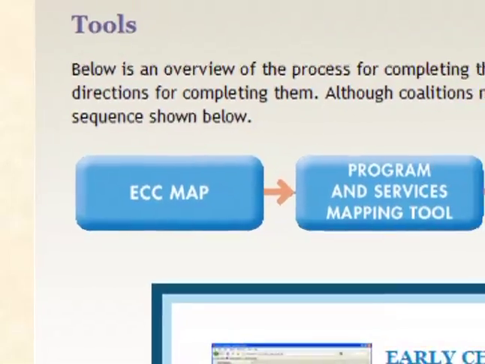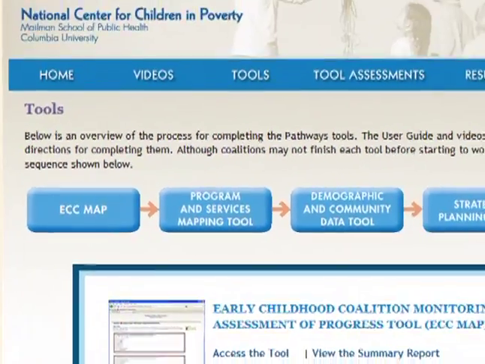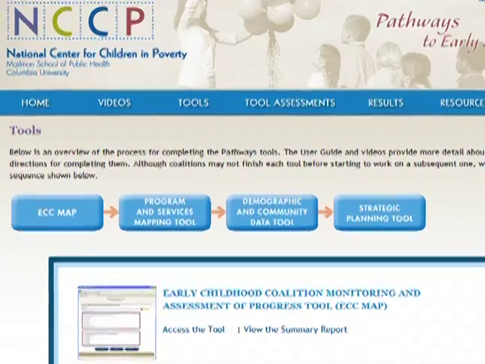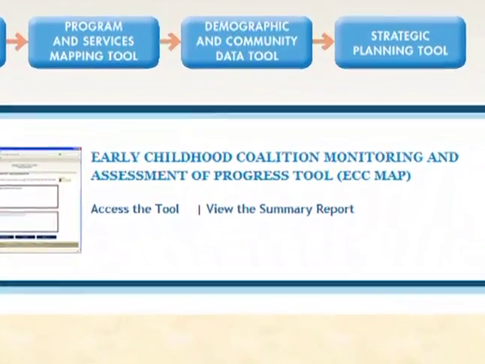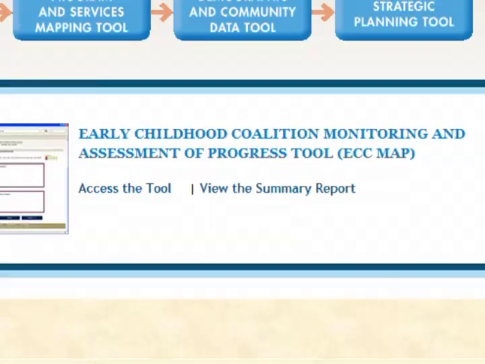I'm going to discuss the background and rationale for this tool, go over the directions for completing it, and the assessment of the tool, which is where you'll have an opportunity to give us your feedback on the ECC MAP. The ECC MAP is designed to help coalitions clarify their vision and goals, especially as they relate to measurable indicators and outcomes, to improve communication and decision-making within coalitions, as well as engaging and communicating to key stakeholders that are not members of the coalition.